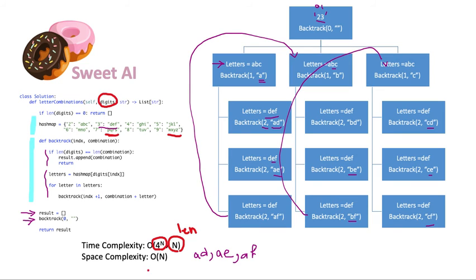And the space complexity is going to be O(n), and the reason is the recursive function that we have here, and the hash map is constant space complexity. So for this one the space complexity is constant, and for the backtracking that we are using, a stack is going to be O(n).